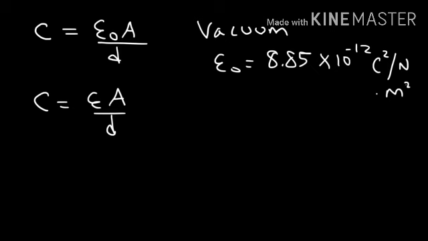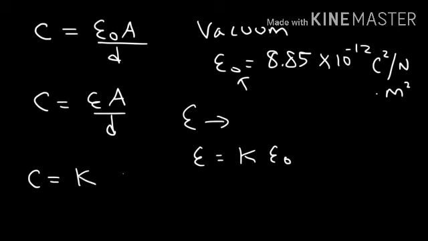Now, the other epsilon without the 0 is simply the permittivity of the material between the two parallel plates. Now, epsilon is equal to K times epsilon sub naught. So therefore, we have this equation: C is equal to K times epsilon sub naught times A over D. That is, if you replace epsilon with K epsilon sub naught.